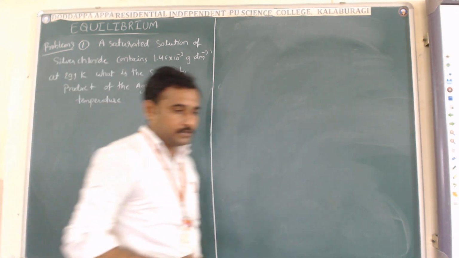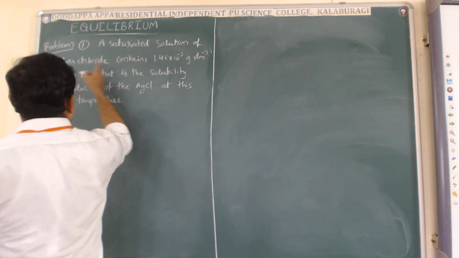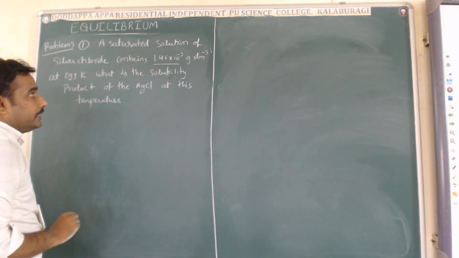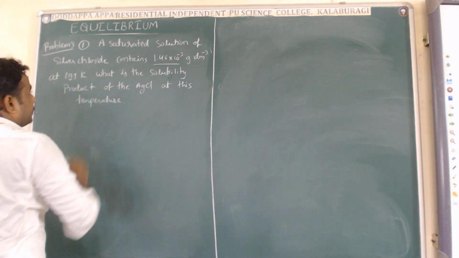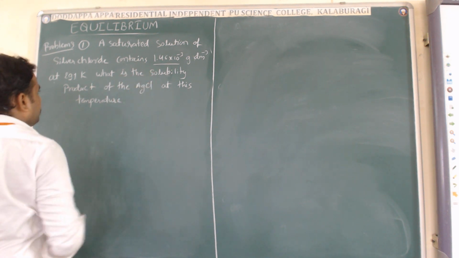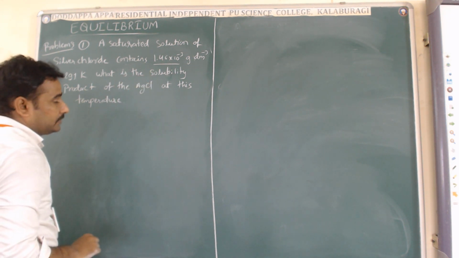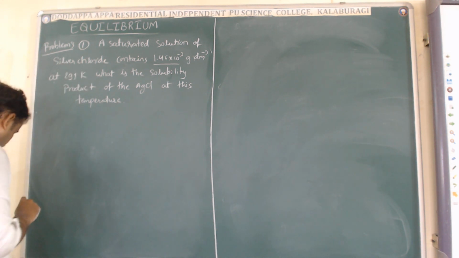So concentrate on this one. A saturated solution of silver chloride contains 1.46 x 10^-3 gram per dm cube at 291 Kelvin. What is the solubility product of AgCl at this temperature? They are asking for the solubility product, that means Ksp. How do we find that?